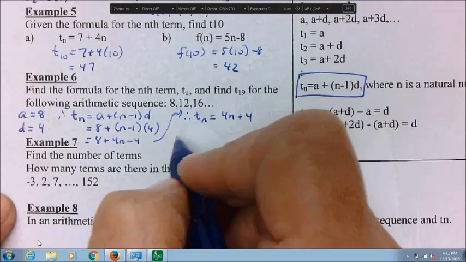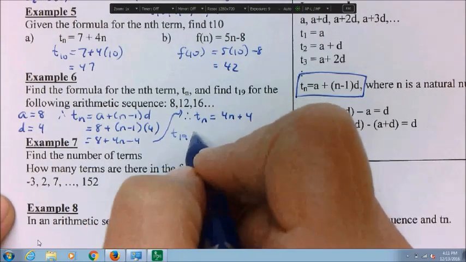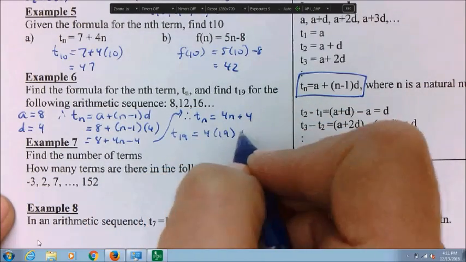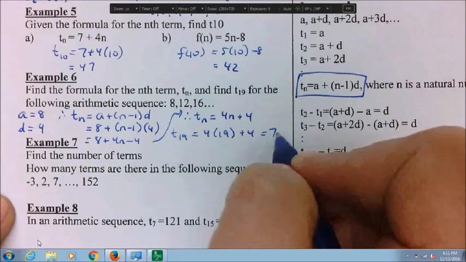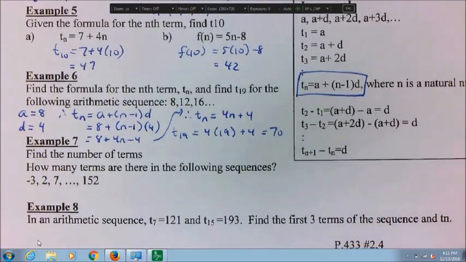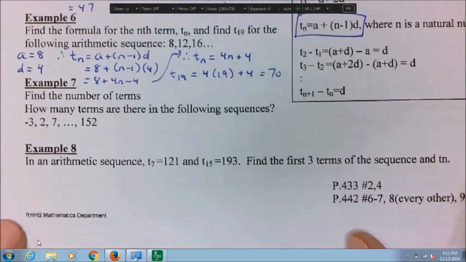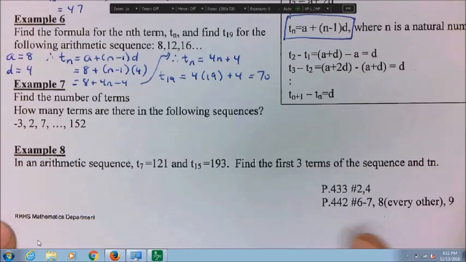Okay, and then they wanted T19, so we can do that. T19 is equal to 4 times 19 plus 4, which is 80. So using the formula, we can find any term in the sequence.